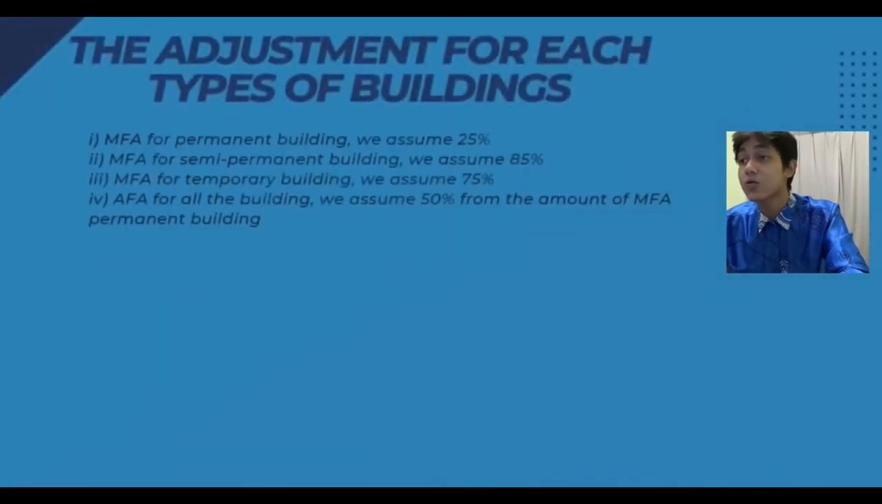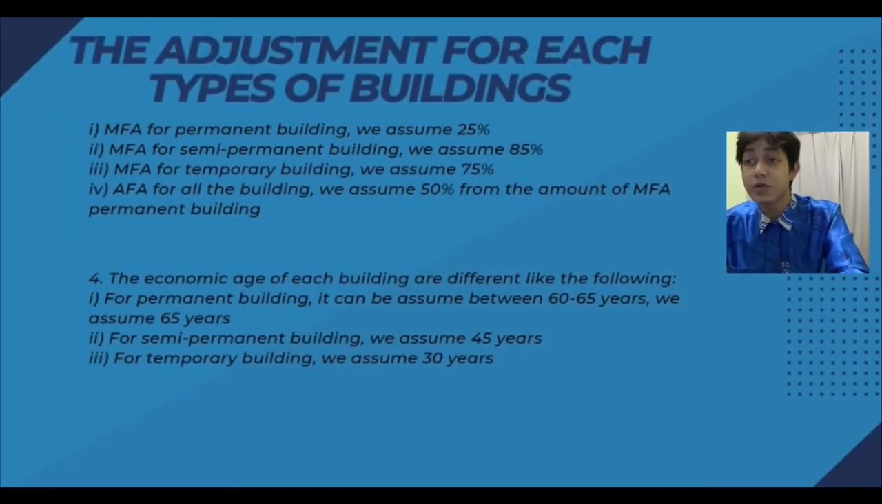As you can see at the slide right now, the first MFA for permanent building we assume 25%, and MFA for semi-permanent building we assume 85%, and FA for temporary building we assume 75%. So for AFA, for all the building, we assume 50% from the amount of MFA permanent building. The last adjustment in this description is the economic age of each building are different like the following. So for permanent building, it can be assumed between 60 to 65 years, and I decided to assume it with 65 years. So for semi-permanent building, we assume the economic age as 45 years, and the last one for temporary building, we assume 30 years.